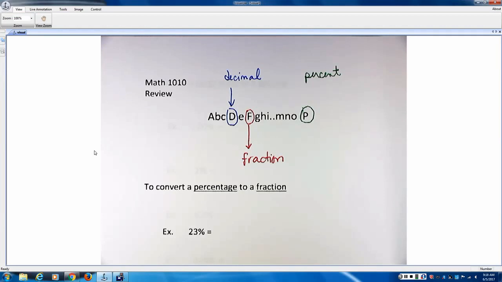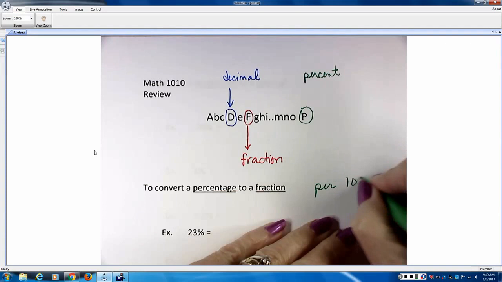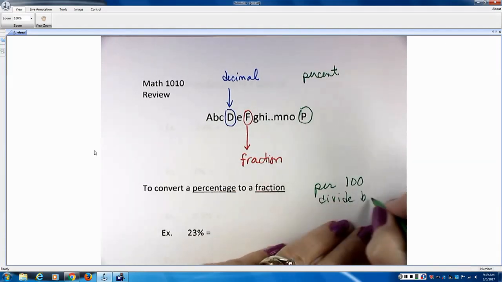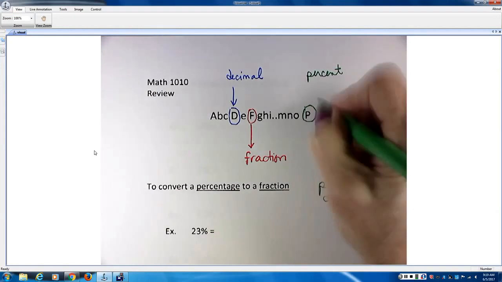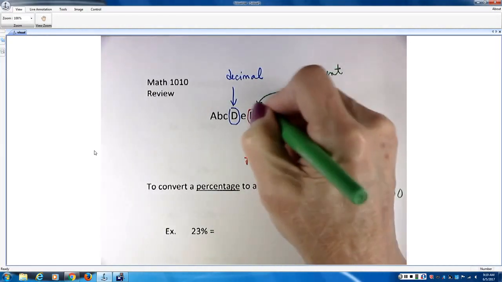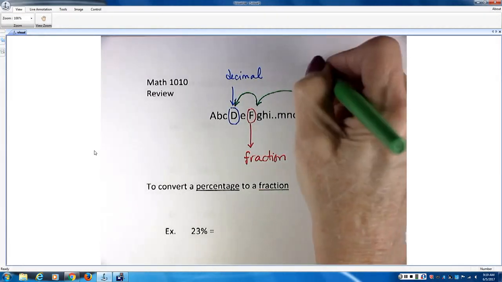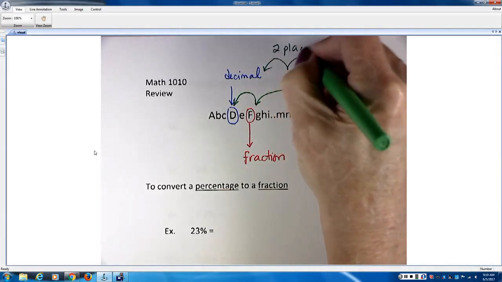The way this works is if you're going from a percentage to a decimal, percentage means per 100, so you're going to divide by 100. But what happens every time that you do that is you move the decimal 2 places to the left from where it starts. Okay?